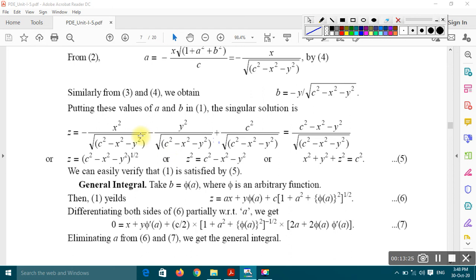Now substitute these two values of a and b into equation number 1. Our equation number 1 is ax plus by plus c under root 1 plus a square plus b square. So substitute all the values in equation number 1.